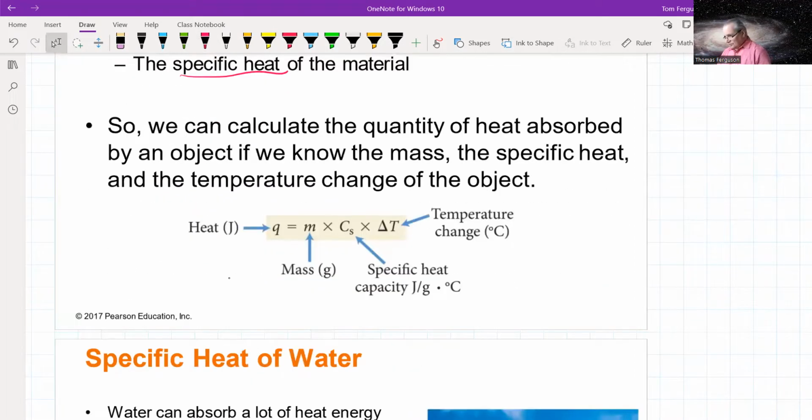Calculate the heat in joules. Looking at mass times the heat capacity times the change, or delta change, in temperature. And this can be Kelvin also.